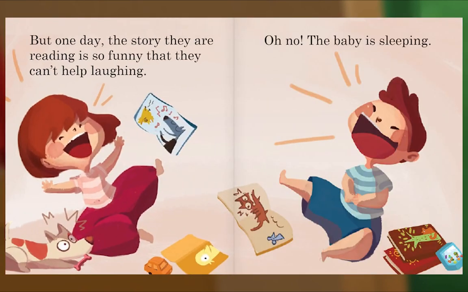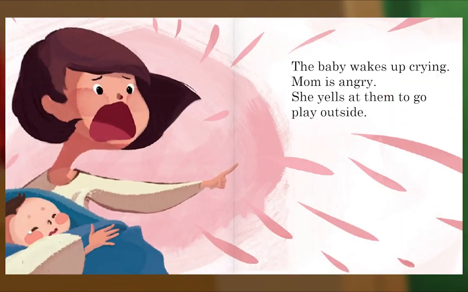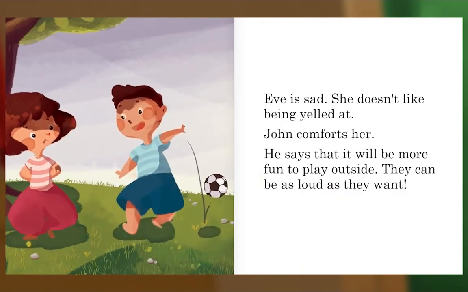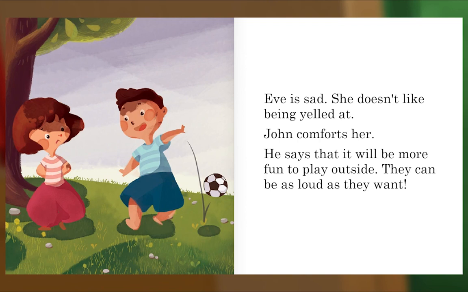But one day, the story they are reading is so funny that they can't help laughing. Oh no! The baby is sleeping! The baby wakes up crying. Mom is angry. She yells at them to go play outside. Eve is sad. She doesn't like being yelled at. John comforts her. He says that it will be more fun to play outside. They can be as loud as they want.